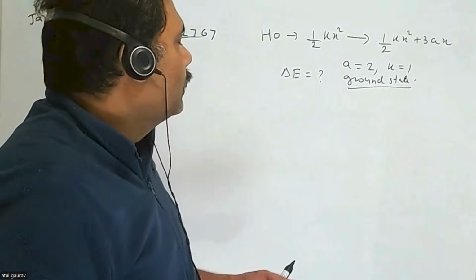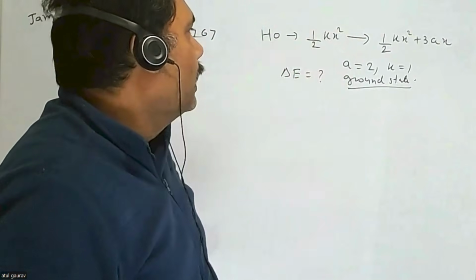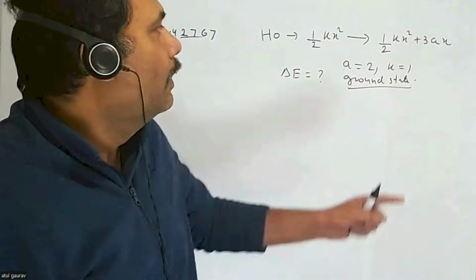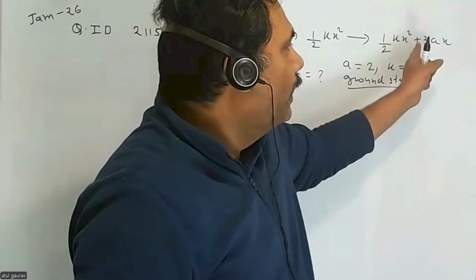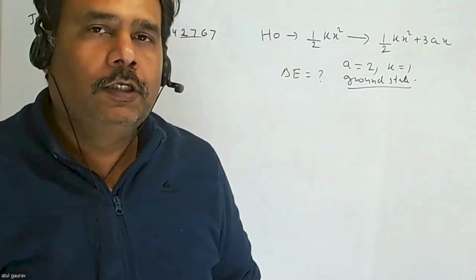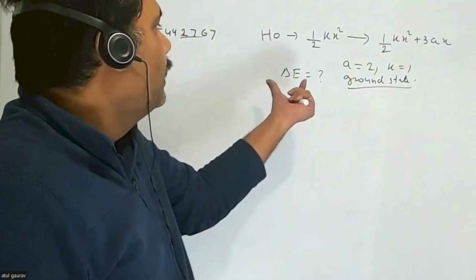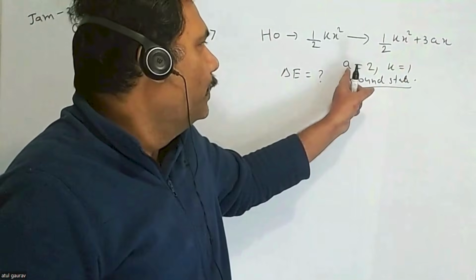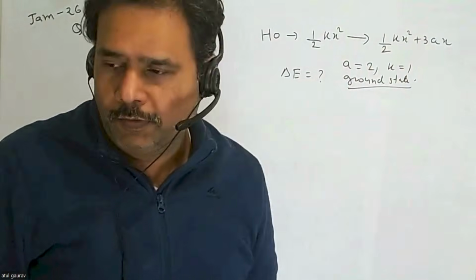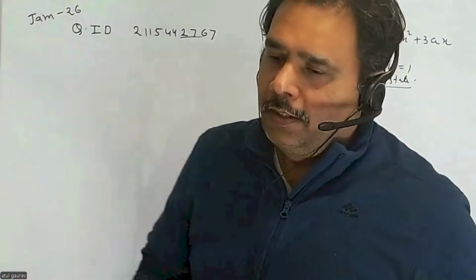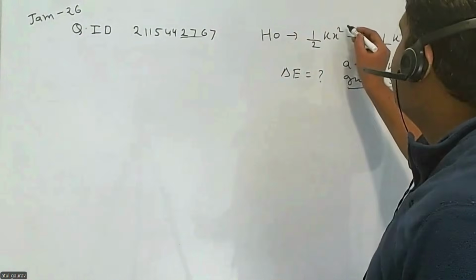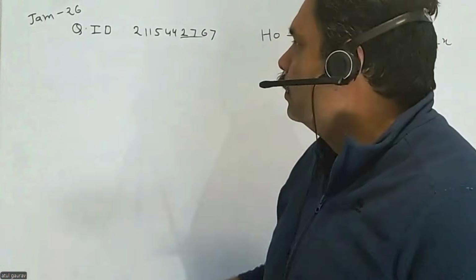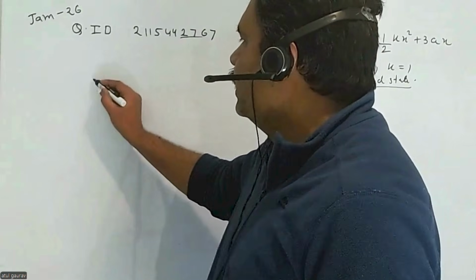What is this question? Initially, you have the potential half kx square, and this potential is going to be modified. That is half kx square plus 3ax. So it is modified as some linear term is also added. So what will be the correction in energy for the ground state? And they have given the parameters a equal to 2 and k equal to 1 unit. So students, it's a very simple question. And if this is your potential, then you can go for your energy.